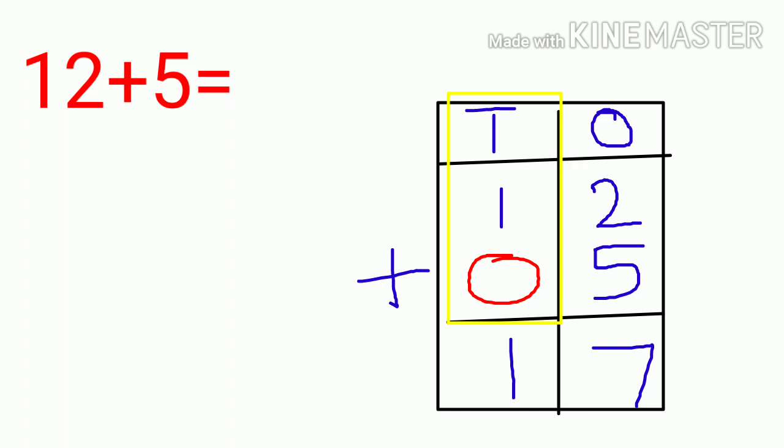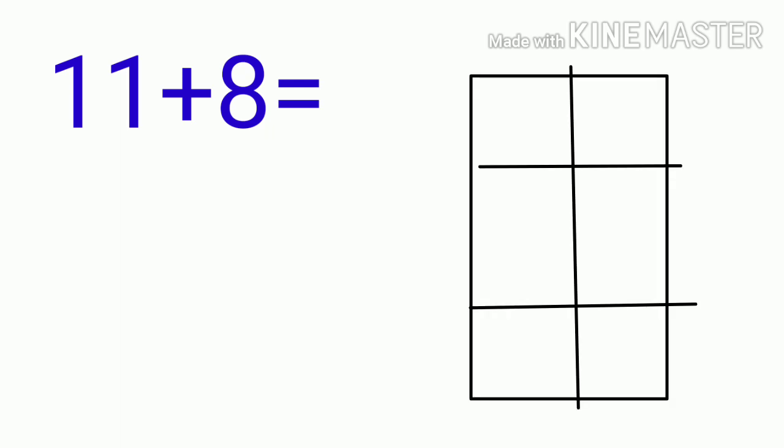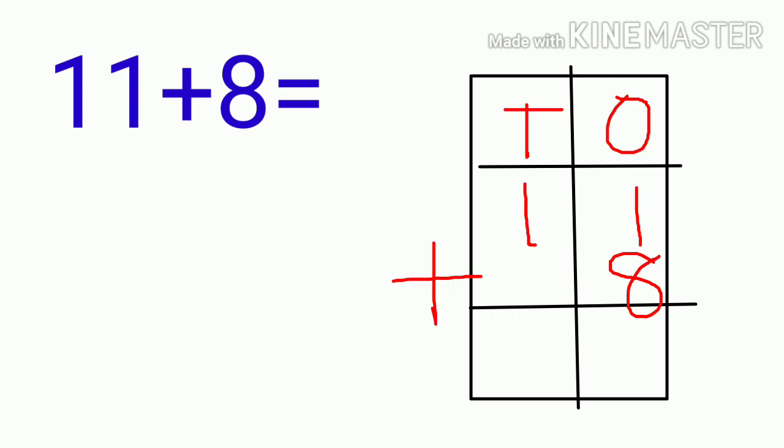So tell me children, what is the answer? Yes, 17. That is 12 plus 5 is equal to 17. Let us do one more example. That is 11 plus 8. So what is the first step? Yes. Let us arrange these numbers in tens and ones column.